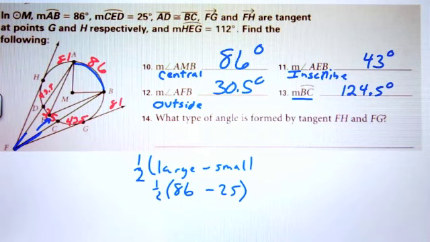Now, what type of angle is formed by tangent FH and FG? So this angle out here, what kind of angle is sitting here? That's what they want to know. All they want to know is, is it an acute angle? Is it an obtuse angle? Is it a right angle?